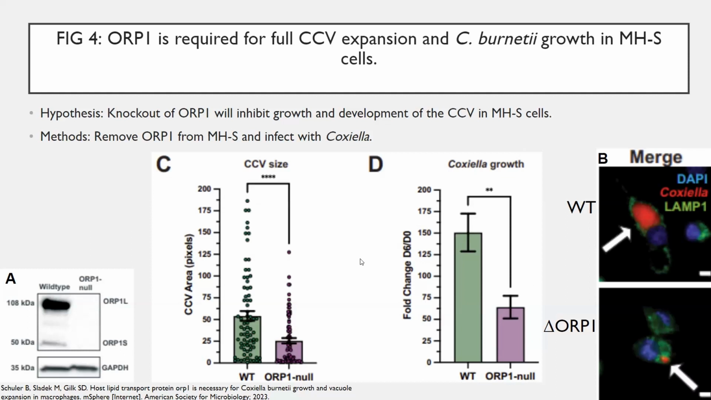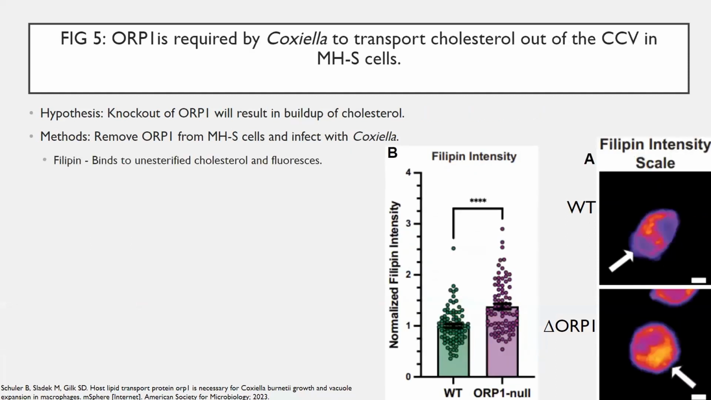And here on the left is the quantitative aspect of that, being that the CCV size in ORP1 null cells is much smaller than that of the wild type, and they just measured it in pixels, which I found to be kind of an interesting measure. And then they also directly monitored Coxiella growth, and you could see it's only a fraction of the size of the wild type in the ORP1 negative cells. All right, so moving on to the next figure.